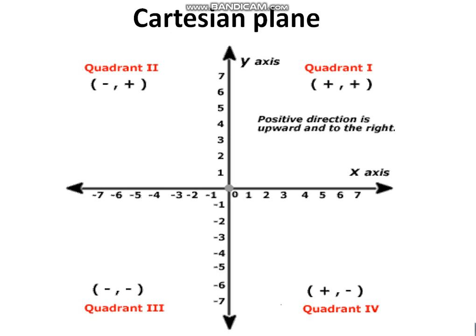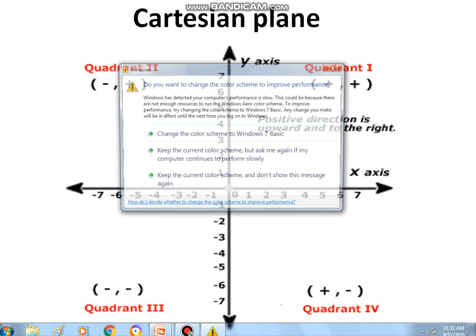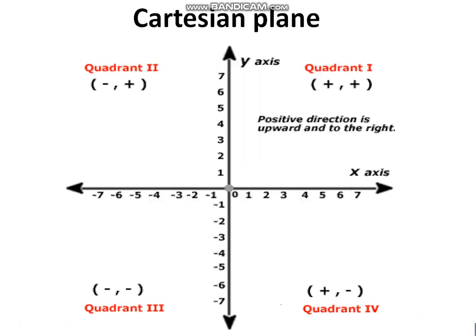Next is the Cartesian plane. Here we consider two lines which are perpendicular to each other. The horizontal line is called the x-axis and the vertical line is called the y-axis. Those two lines intersect at a point that is considered the origin, and it is denoted by O. Therefore we have two perpendicular lines, the x-axis and the y-axis.